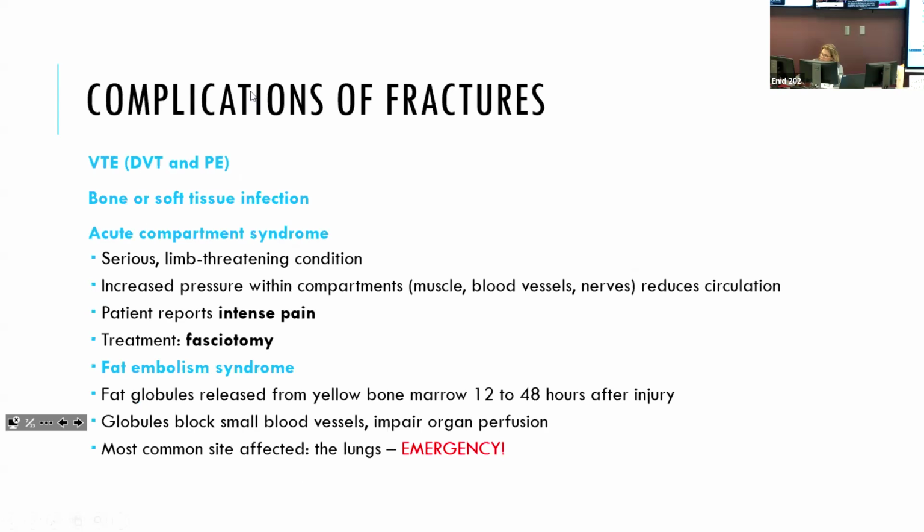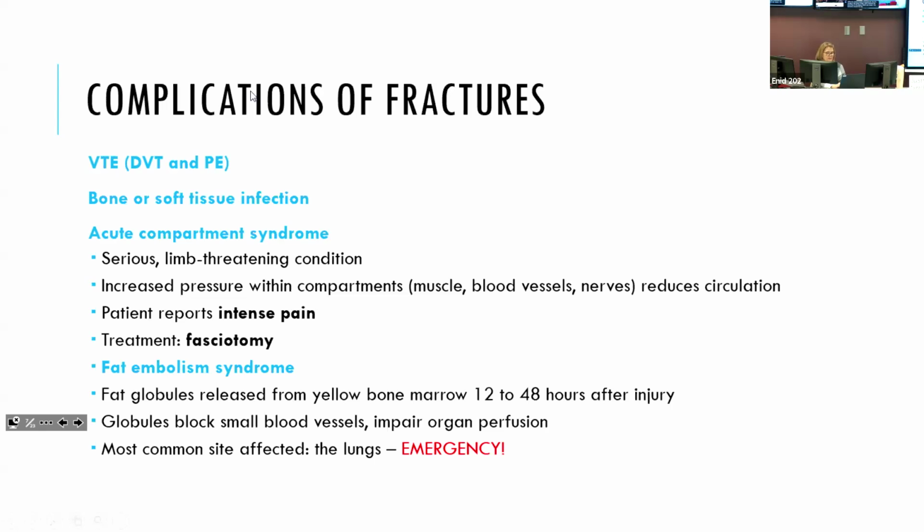So the complications of fractures, of course, you want to talk about the DVT and a pulmonary embolism, a blood clot that can go to the lungs, and bone or soft tissue infection. They can develop acute compartment syndrome, and this is something you need to pay attention to, that needs to be addressed quickly. It occurs when the pressure builds up within the closed muscle compartment, and it's usually in the arms or legs, and it reduces the blood flow to the tissue, which can cause ischemia, cause it to die.